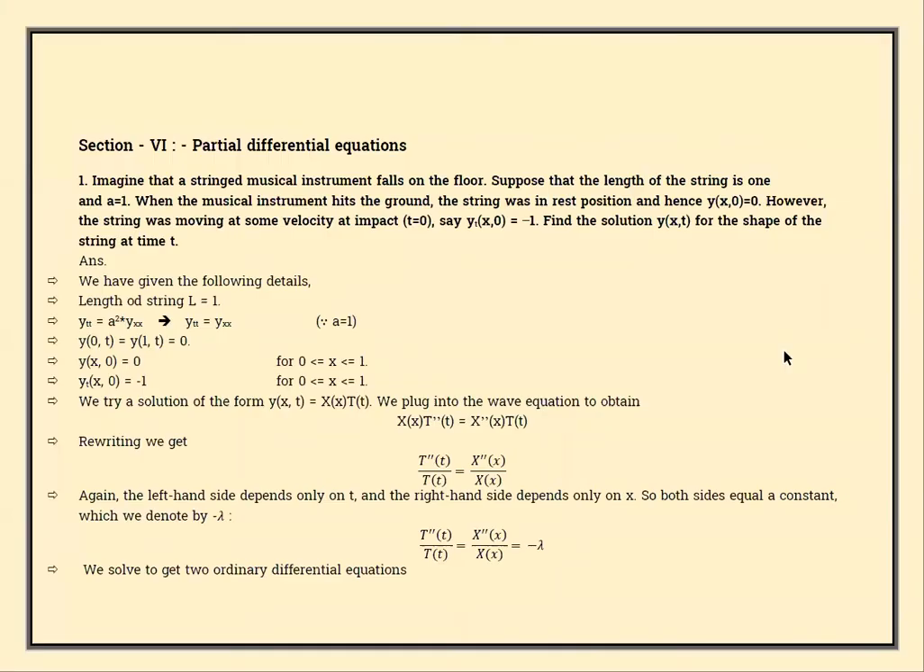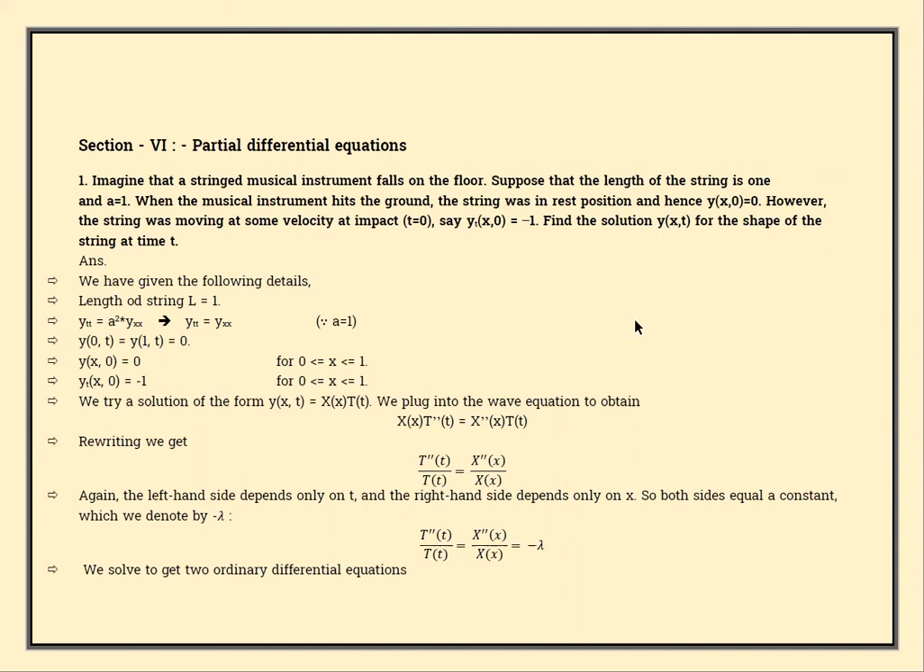Now, in this question, a stringed musical instrument falls on the floor, and the length of the string of the musical instrument is 1 and a is equal to 1. When the musical instrument hits the ground, the string was in rest position, hence x0 is equal to 0. And the string was moving at some velocity at impact, at time t equal to 0. So y of t at x comma 0 is equal to minus 1.